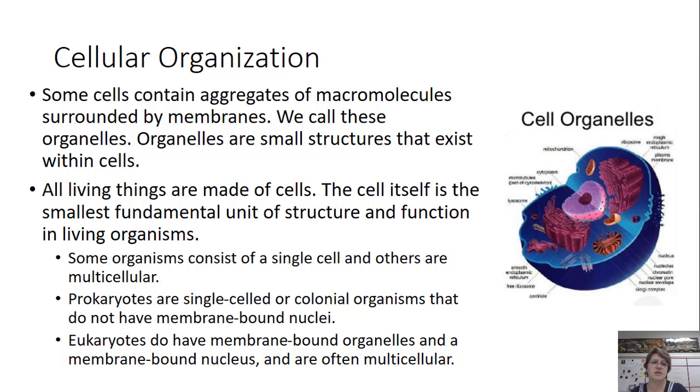Those are two parts of our cell theory. Some organisms do consist of a single cell, but most are multicellular. Prokaryotes, of course, are single-celled, but they can be colonial, and we'll look at some organisms later this semester that are colonial. They are single-celled organisms that live in a colony, and they're still prokaryotes because they don't have a membrane-bound nucleus. Eukaryotic cells do have membrane-bound organelles and a membrane-bound nucleus, but are often multicellular, although not all eukaryotic cells are multicellular, of course.